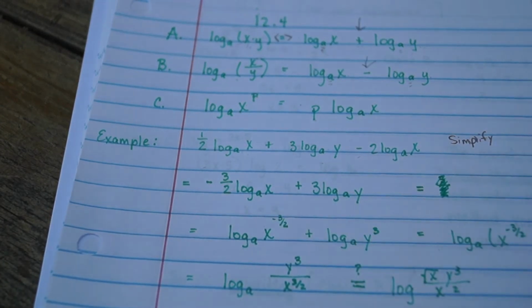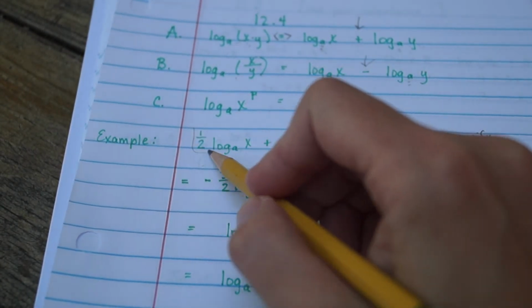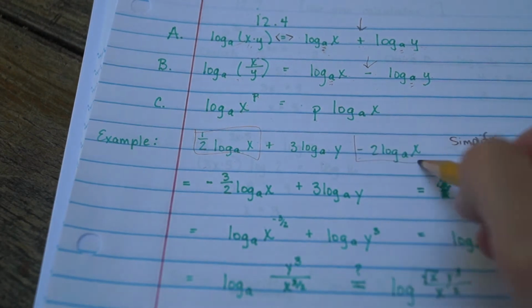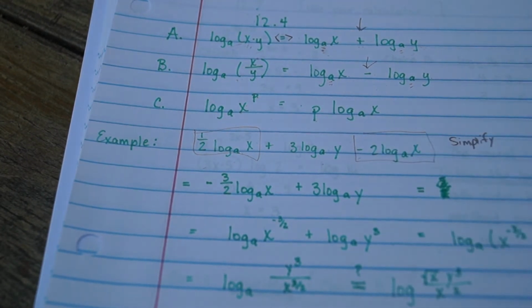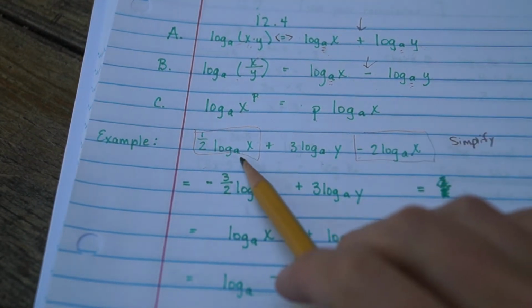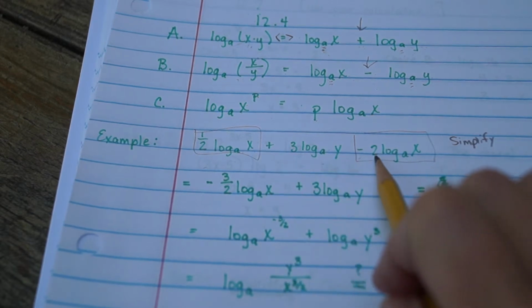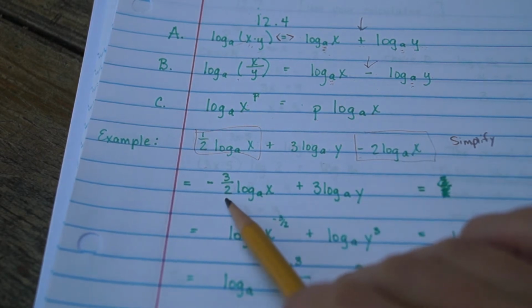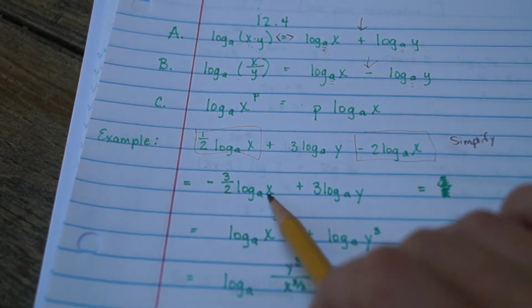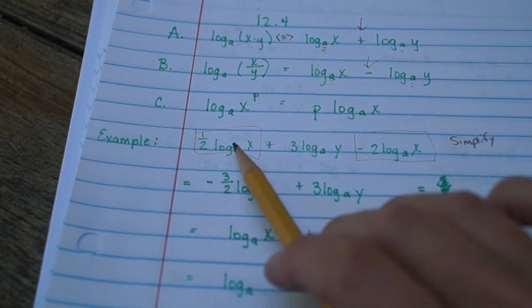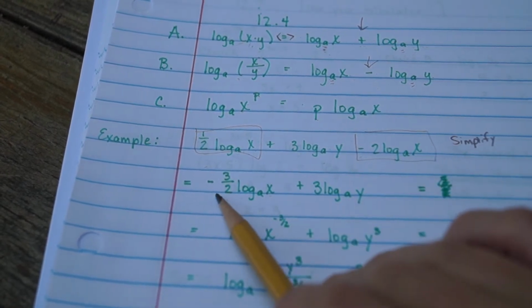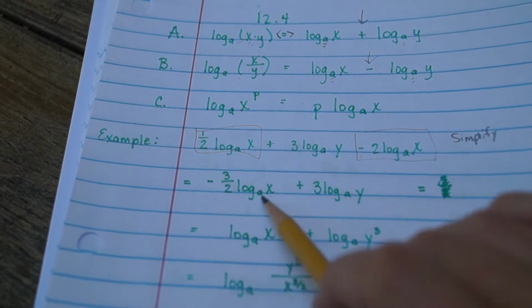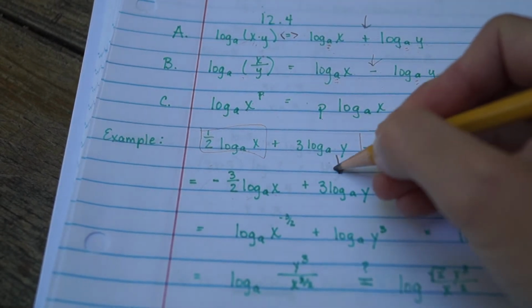The first thing I did was I combined this and this. So I wrote it as 1/2 of log base a of x minus 2 log base a of x. I put them together because together they make negative 1/2 log base a of x. It's kind of like if it said 1/2 of x minus 2 of x, you'd have negative 1/2 x's. So I combined them into one and I left this alone.